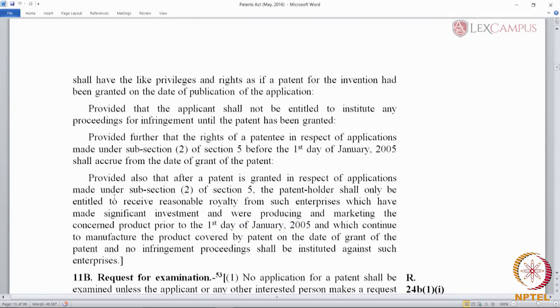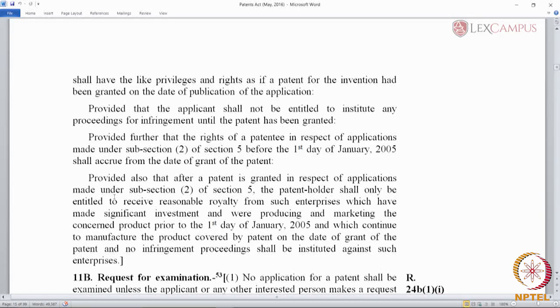Now, let us just look at this. This provision states that from the date of publication of the application, we had already mentioned that the first publication, here we are still about the first publication where the application as filed is published. There are certain things that happen upon the first publication. Now, this states that on and from the date of the first publication and until the date of grant in respect of such application, the applicant shall have like privileges and rights as if a patent for an invention has been granted on the date of publication of the application.